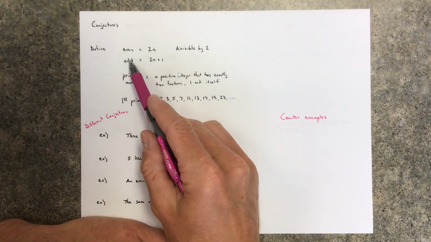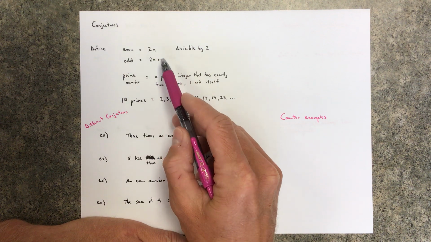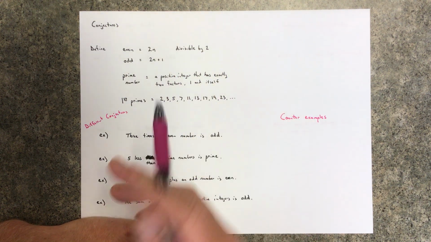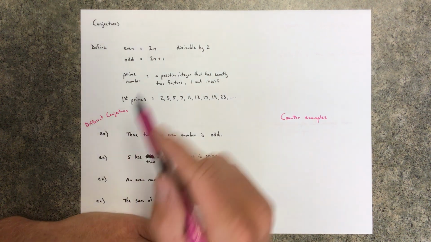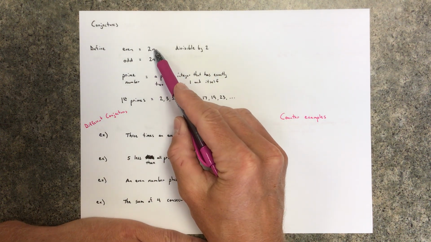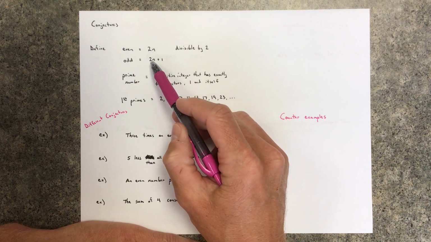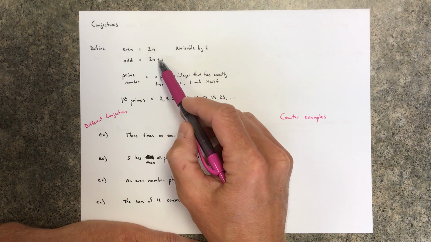And then an odd number is just an even number plus 1, or it could have been minus 1. So if you have an even number, if you go above or below 1, well then of course you're going to get an odd number. So if an even number is 2 times something, then an odd number is 2 times something plus 1. So that's even, that's odd.